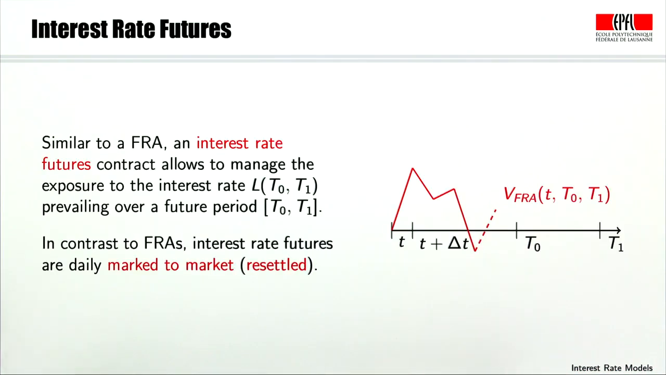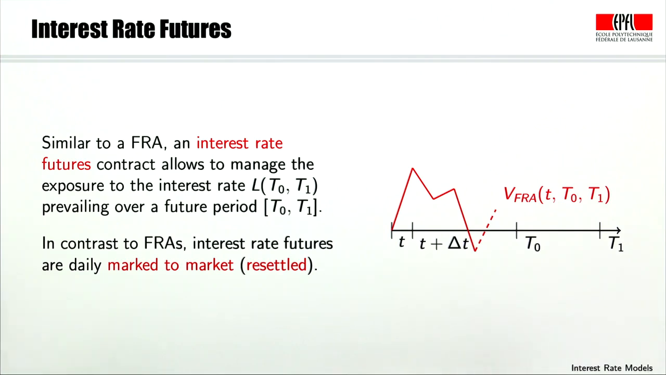Similar to a forward rate agreement, an interest rate futures contract allows to manage the exposure to the future spot interest rate prevailing over a future period T0, T1. In contrast to forward rate agreements, however, interest rate futures are daily mark to market or resettled.